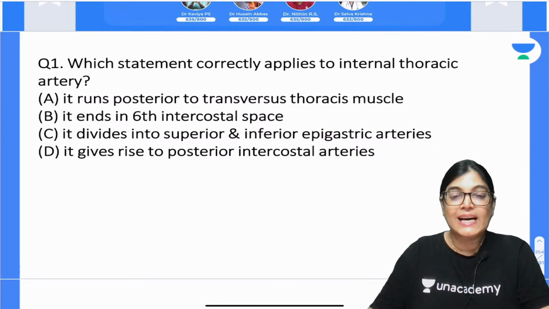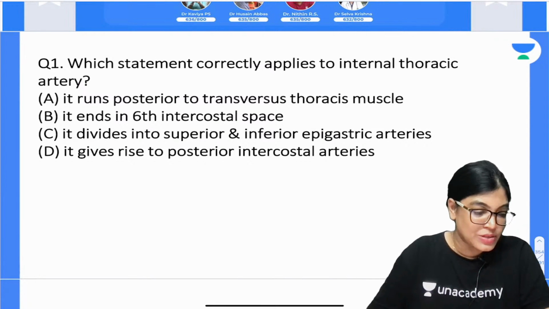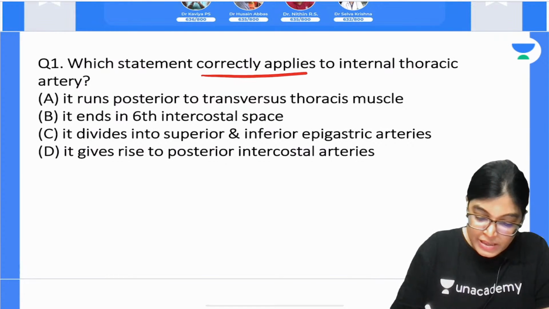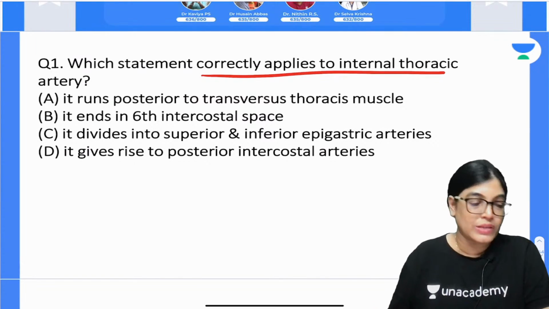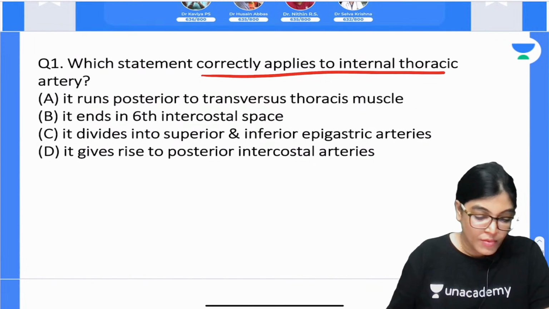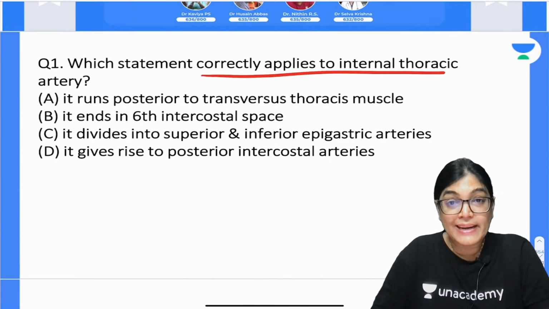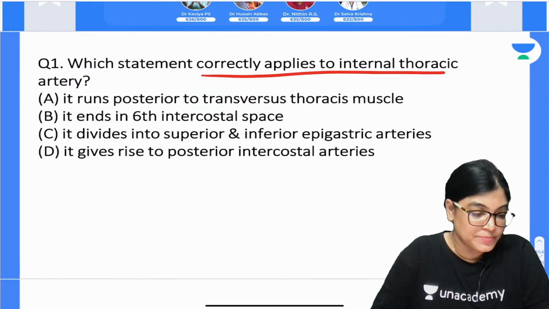All of the following is correctly applied to internal thoracic artery except. So, which statement is correct for internal thoracic artery? A, B, C, D, 4 options are there and you just tell me the correct answer. Which of the following statement is most correct statement about internal thoracic artery?